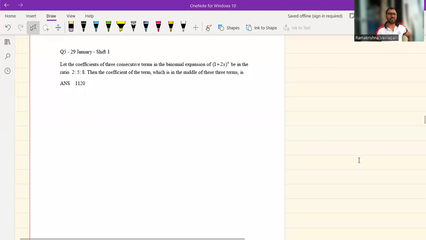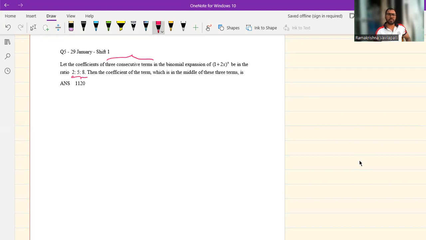So here is another question on coefficients. This model is also very, very important. Let the coefficients of 3 consecutive terms in the binomial expansion of (1 + 2x)^n be in the ratio 2:5:8. Then the coefficient of the term which is in the middle of these 3 terms, what is the middle term?